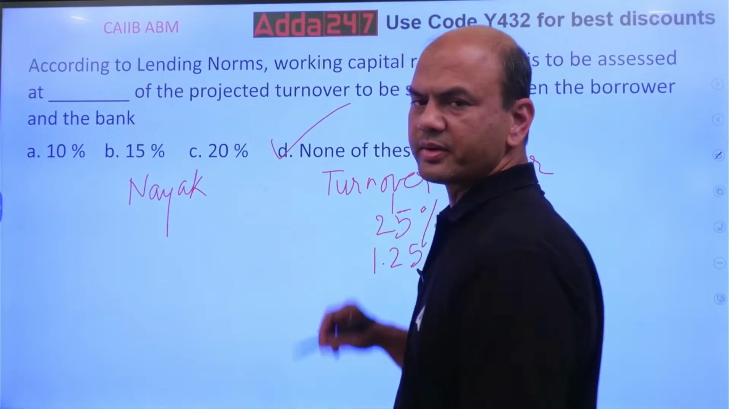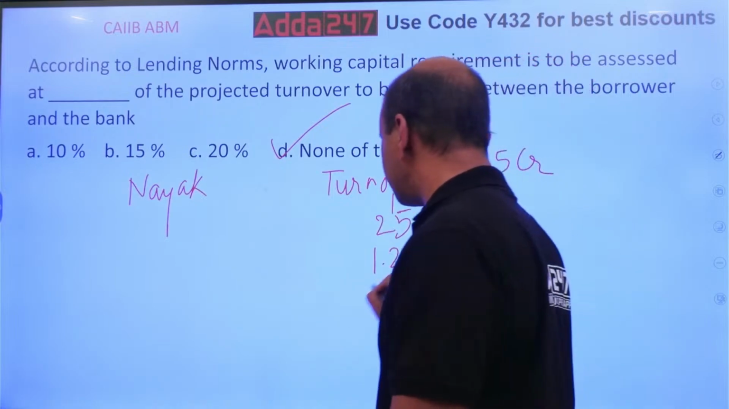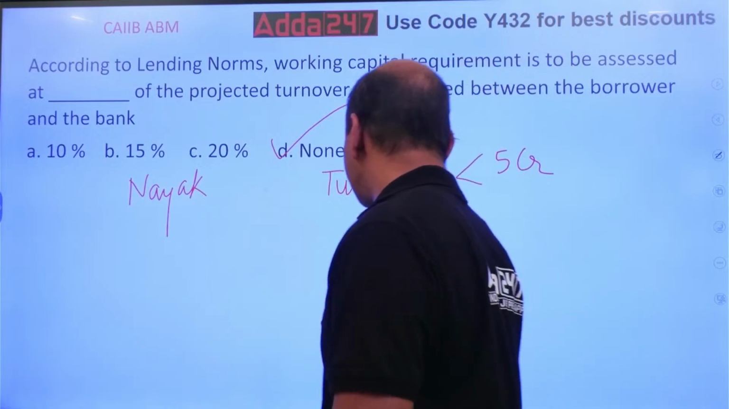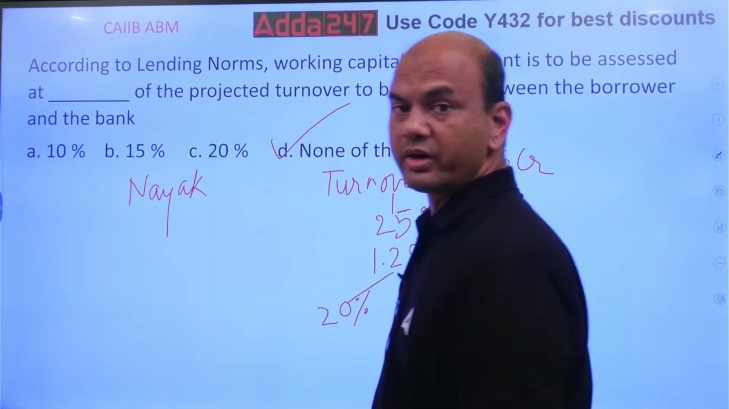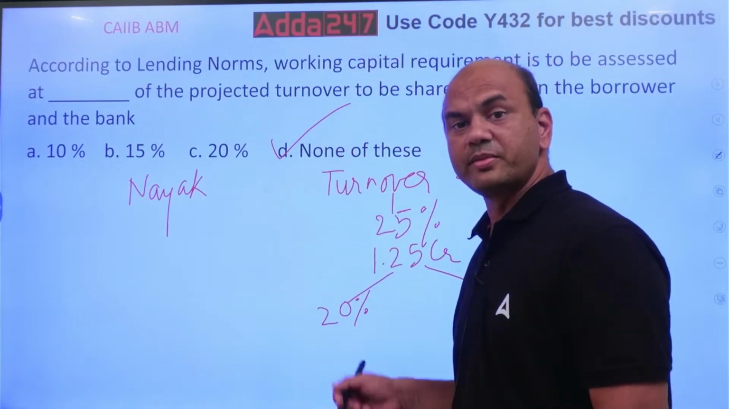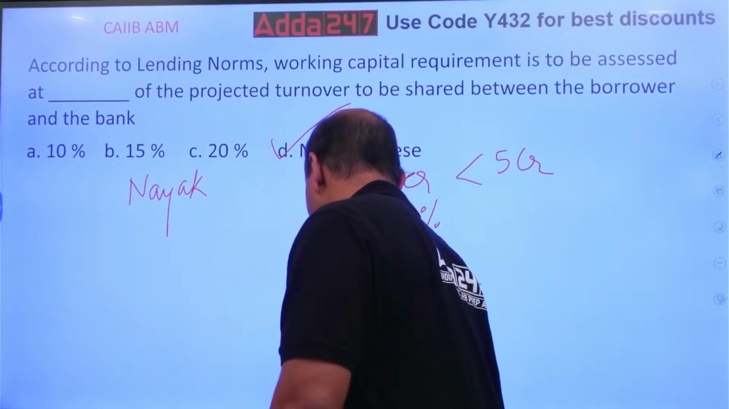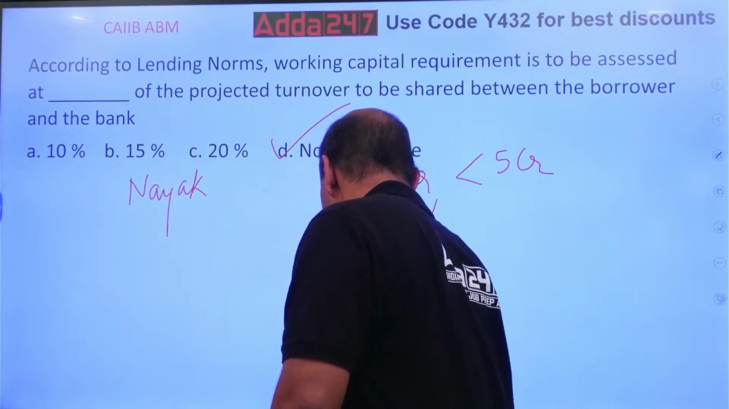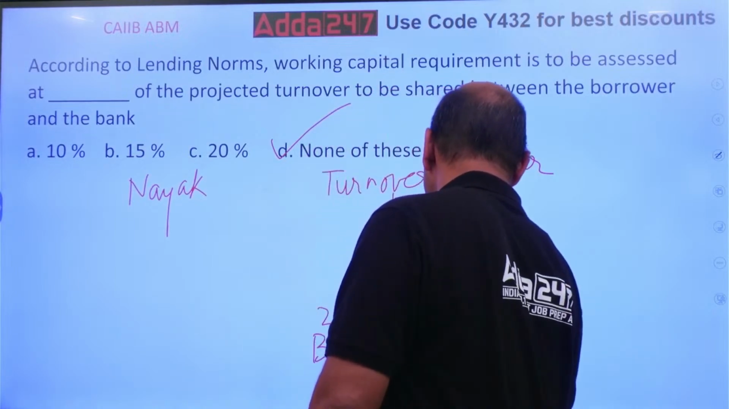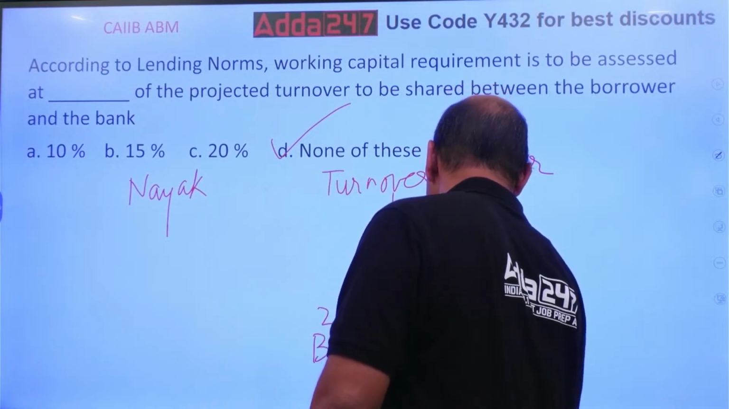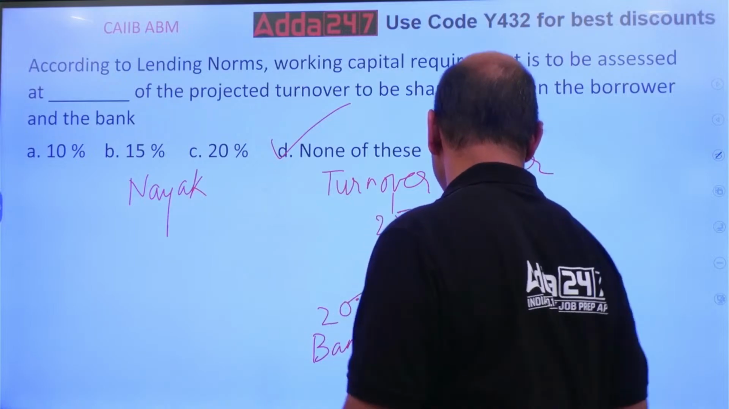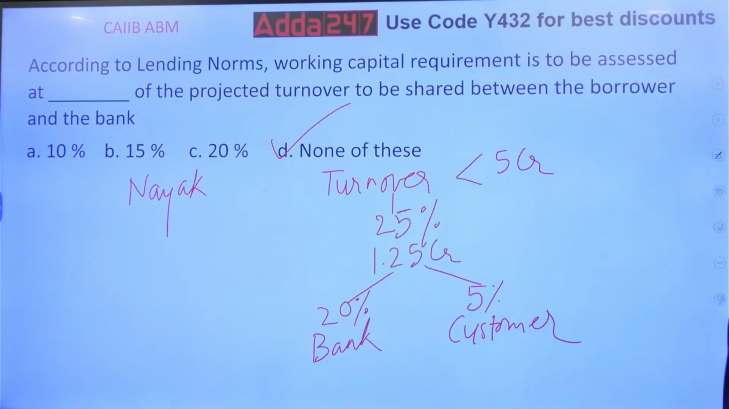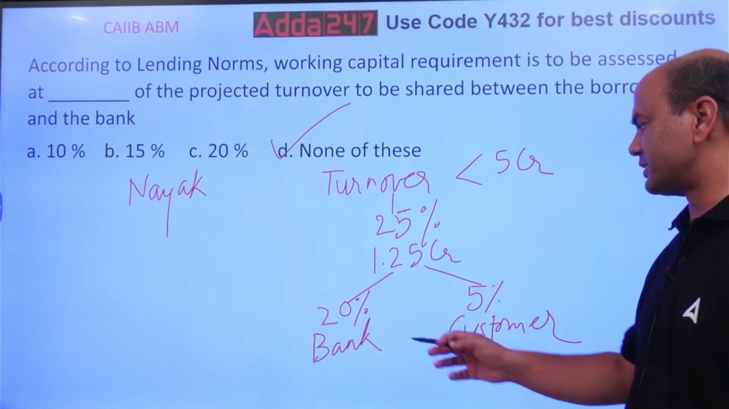Out of this 25%, 20% will be shared by the bank, and 5% will be shared by the customer. So customer share will be 5% and bank share will be 20%.